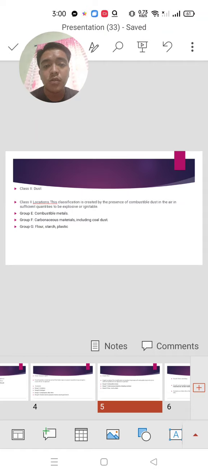Then for Class 2, which is dust, this classification is created by the presence of combustible dust in the air in sufficient quantities to be explosive or ignitable. Groups E, F, and G belong to Class 2. Group E has combustible metals, F carbonaceous materials including coal dust; then group G, flour, starch, and plastic.